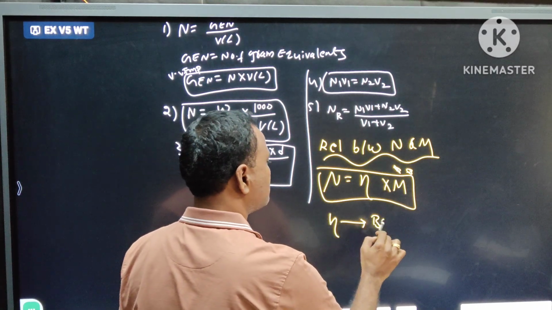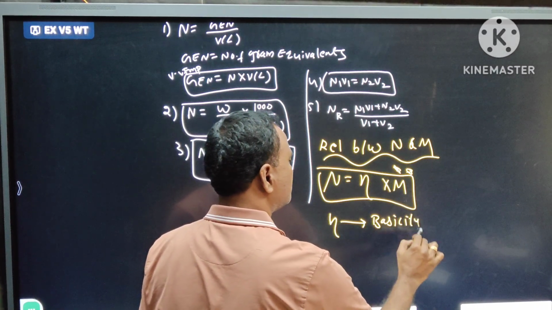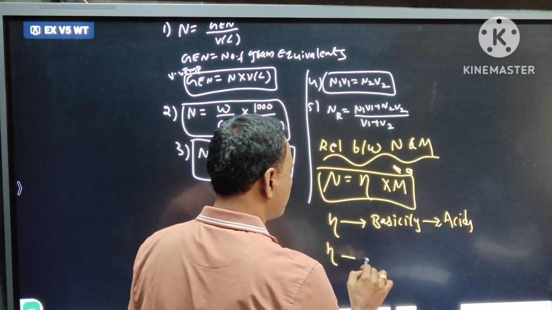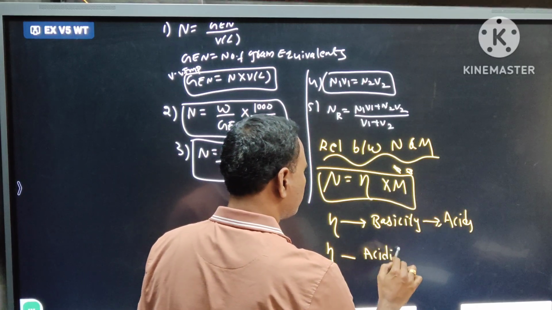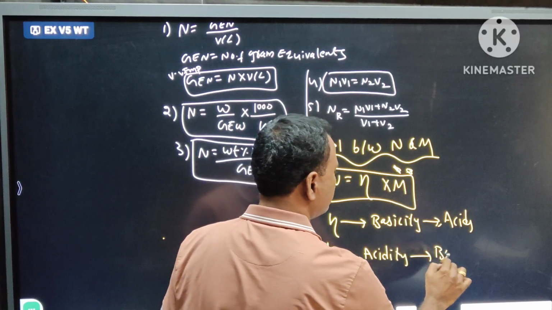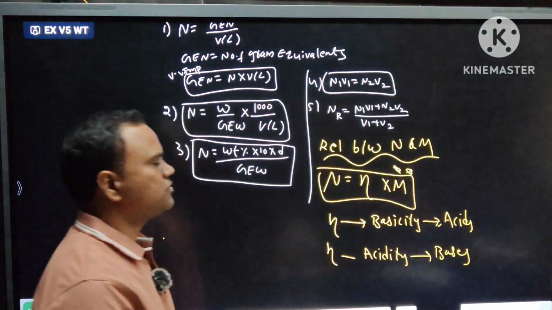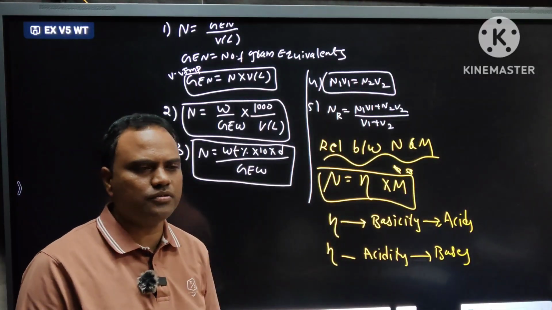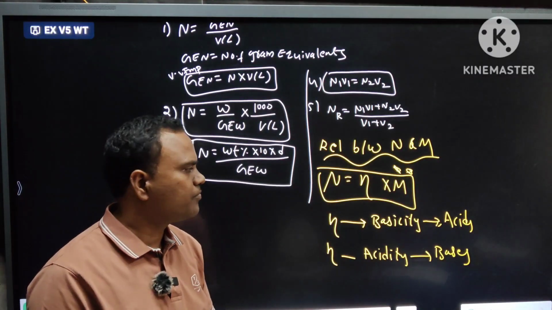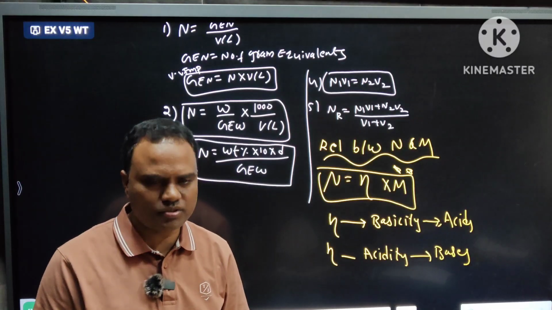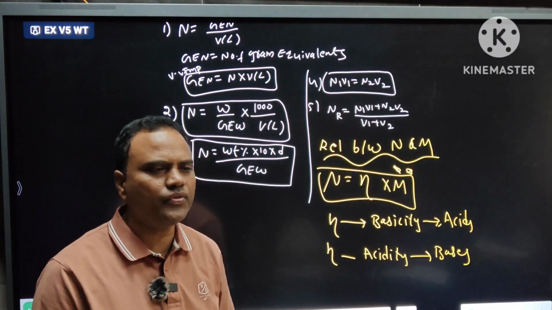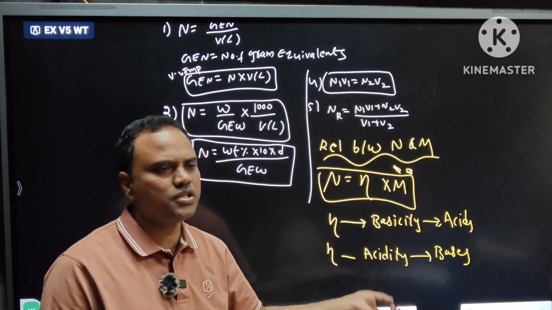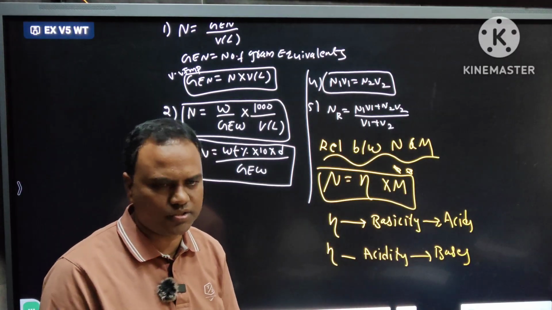N factor is nothing but basicity in case of acids. N factor is nothing but acidity in case of bases. See, if we know molarity, you can find normality by using this relation. Basicity means number of H plus ions released. Acidity means number of OH minus ions released.